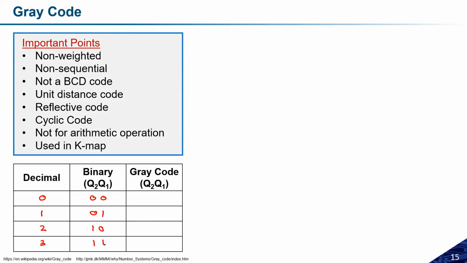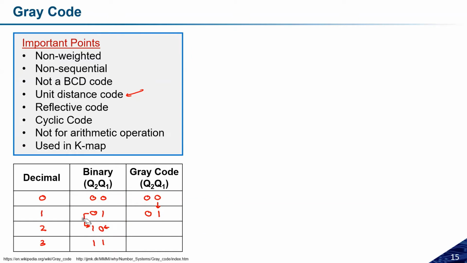But as we know, the Gray code is a unit distance code, so only one bit must change. Suppose I start this Gray code: for 0 it is 00 and for 1 it is 01. Here only one bit is changing, so it follows the regulation. Now if you see in the binary, this bit changes from 1 to 0 and this bit changes from 1 to 0. So two bits are changing, and this code is not valid for Gray.